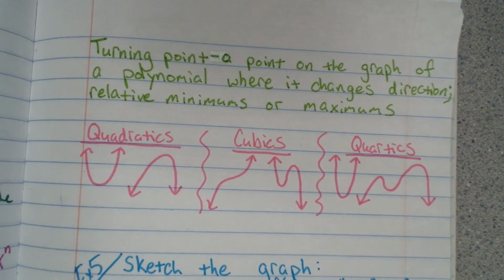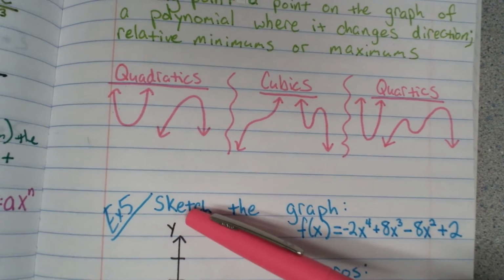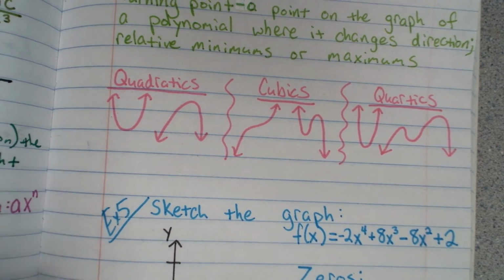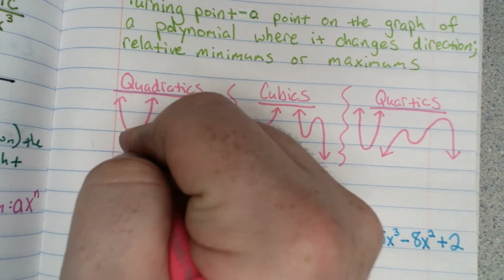The next thing I want to spend a little time on today is talking about a turning point. Our turning points are points on the graph of a polynomial where it changes direction. These can be either relative minimums or maximums on the graph. So if we look at a quadratic, all quadratics have essentially the same shape. They're all called parabolas. They're just a U shape. They can be transformed to be thinner or wider or open up or open down, but otherwise they do essentially all look the same.